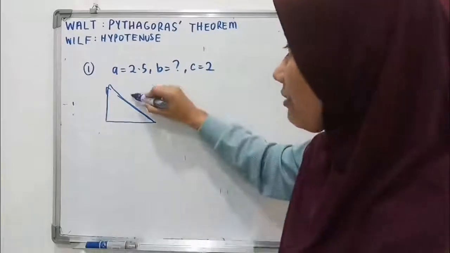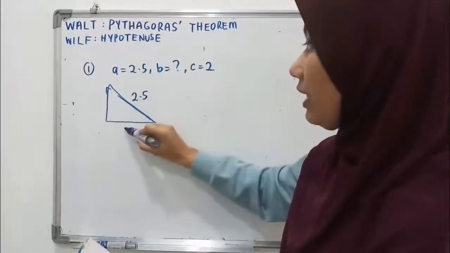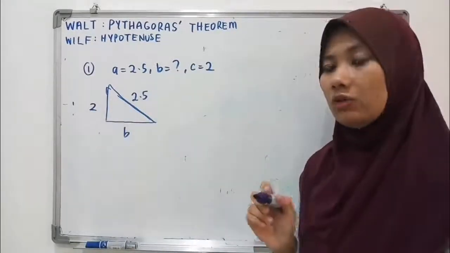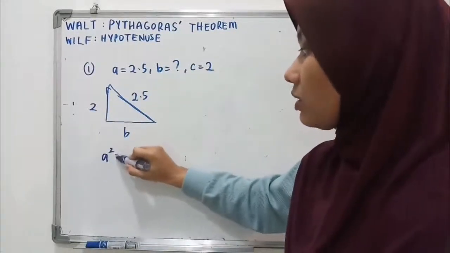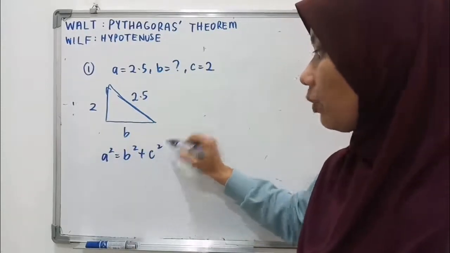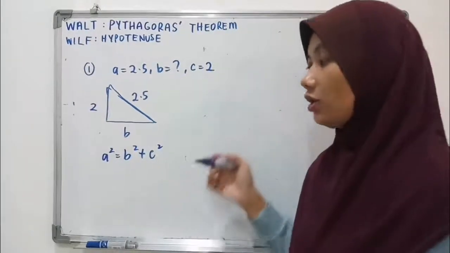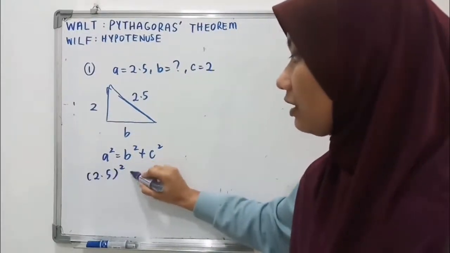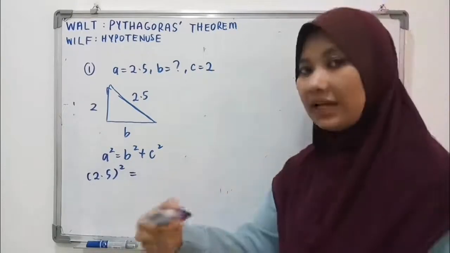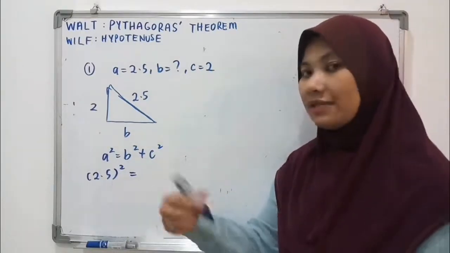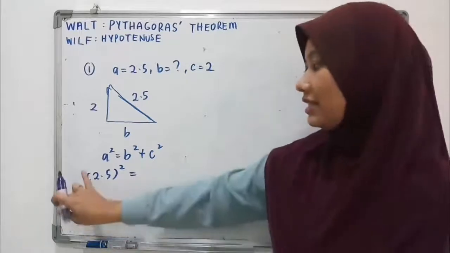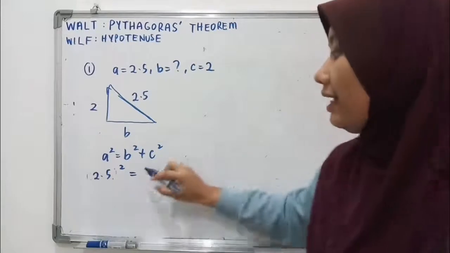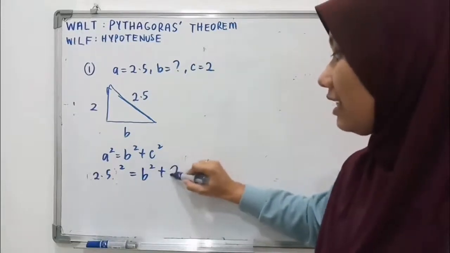Okay, so A, given that this is 2.5, your B, which is here, we don't know, and then your C is 2. Okay, so according to the formula, A square equals B square plus C square. That's the formula. So key in inside: it's 2.5 square equals to. You might ask me why I put a bracket here? You don't have to put it. I just put it because it's a decimal. If you don't want, don't put. And then we have B square plus C, which is 2 square.